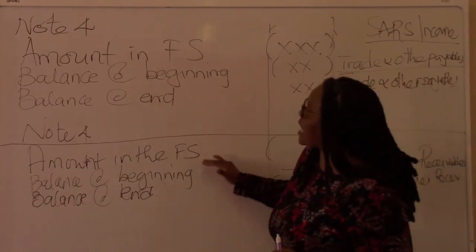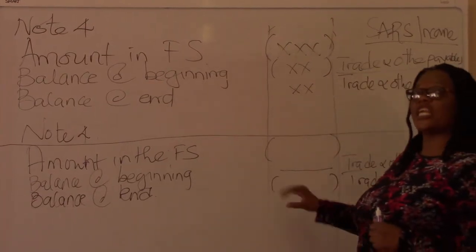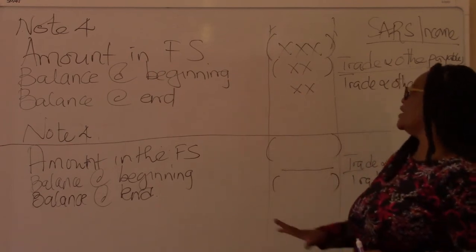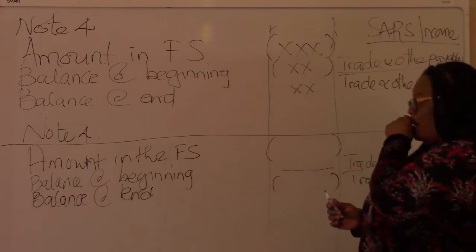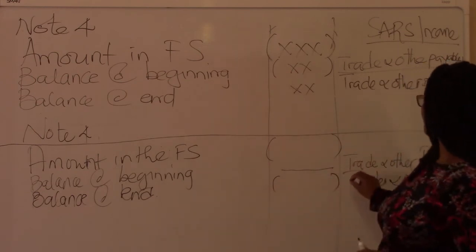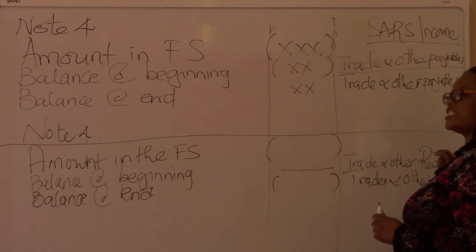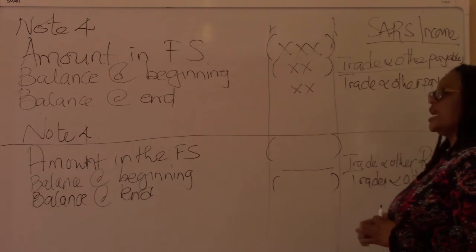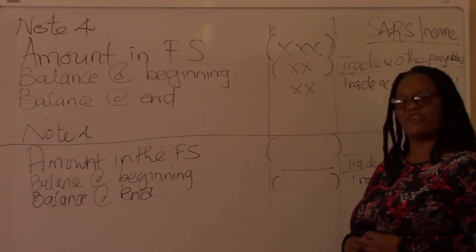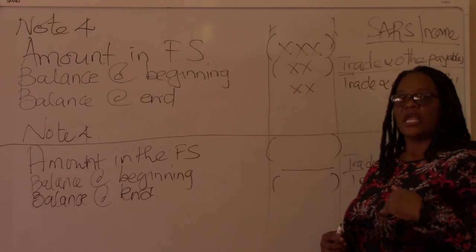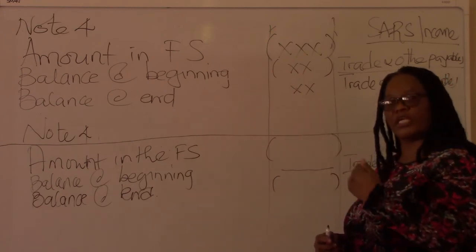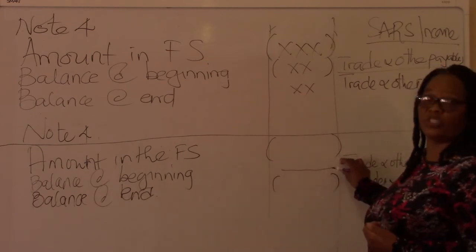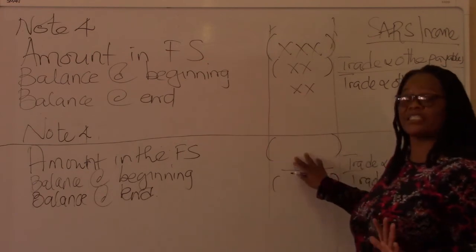Then the second scenario: amount in the financial statement as usual appears in brackets as a negative. Then balance at beginning, trade and other receivables. This time it appears under trade and other receivables. If it appears under trade and other receivables, it means SARS owes us. It is them that are actually supposed to pay us. So that amount is supposed to appear as a positive, no brackets.